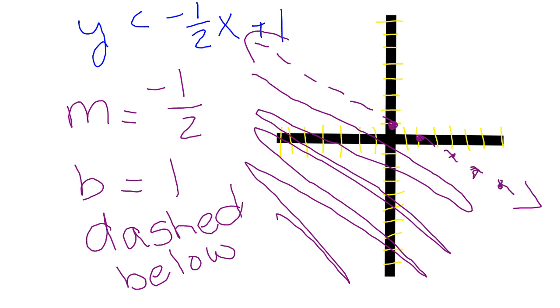Once again, what the shading means is that any coordinate in this section will satisfy this inequality. Any point on the line will not satisfy the inequality because it will not equal it.